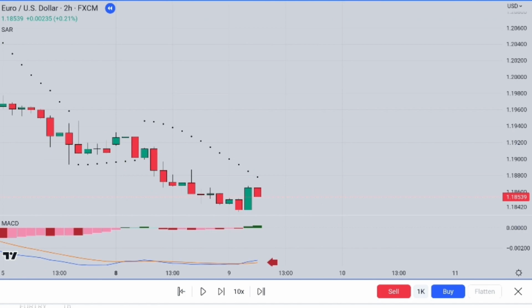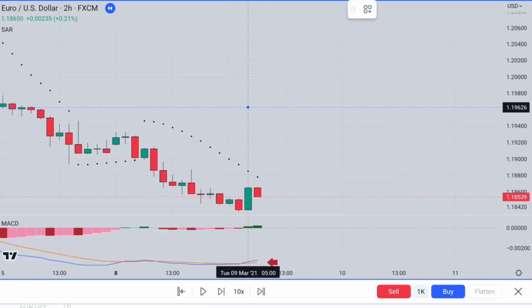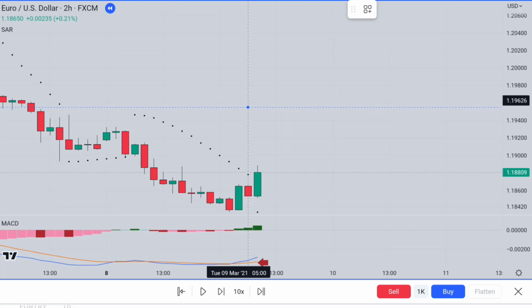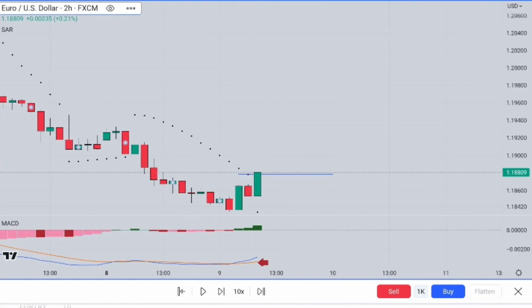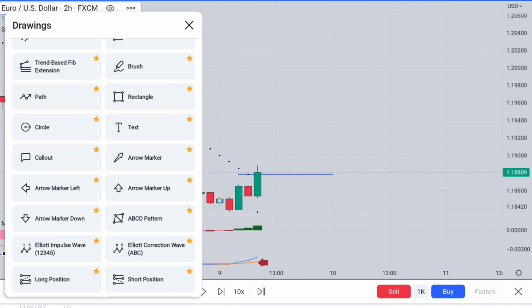The blue line of the MACD crossed above the orange line in an upward direction. And as you can see, the Parabolic SAR indicator gave a buy signal, and at the same time, the green candlestick that we saw the buy signal on closed above the last seen SELL signal. All conditions have been met.